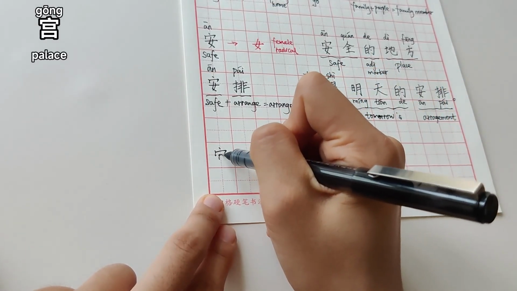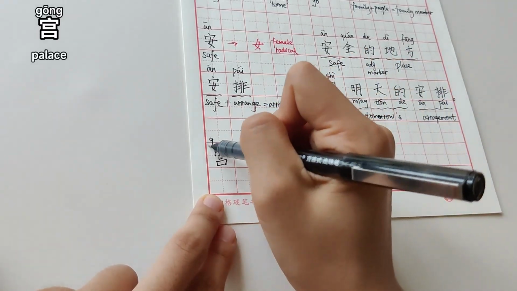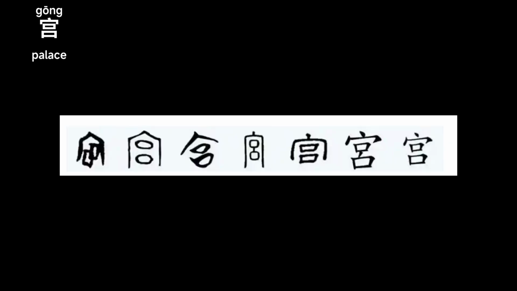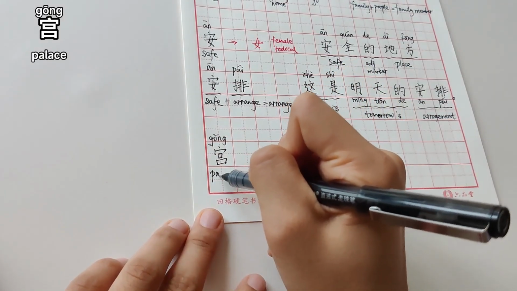Rooftop. This is 宫, and here is the evolution of this character 宫. You can see the square here, it represents the rooms. So the whole character 宫 means the building with many rooms. What kind of building has many rooms? Well, that's a palace. So 宫 is a palace.